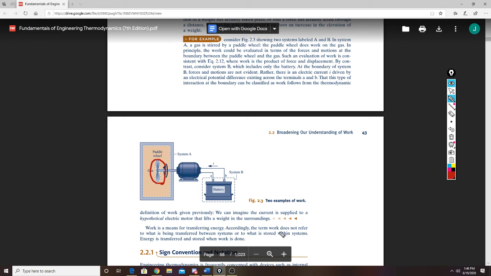Accordingly, the term work does not refer to what is being transferred between systems or to what is stored within systems. Energy is transferred and stored when work is done. Okay? So real quick, work in this class is going to be fairly obvious a lot of times. For example, if you see a paddle wheel spinning, you can obviously agree that something had to be supplying the energy for it to spin. It doesn't just spin on its own, right? So that means that this is doing the work. And then we'll get into other ones as well.